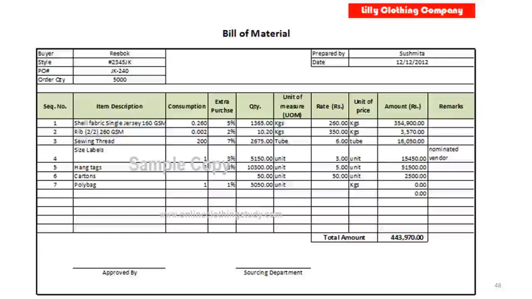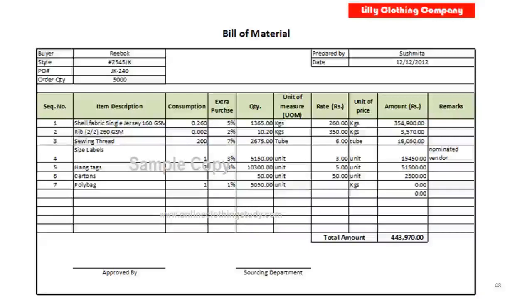So this is the bill of material in which you have to give the details of all the material which are required in a particular shipment, in a particular order. Then how much of each item will be required per piece, that has to be mentioned. Then how much extra it has to be bought, how much wastage are you expecting, that is extra purchase. Then what is the total quantity that will be required? So now you multiply the consumption along with the wastages, you multiply that with the order quantity, which is 5,000. So that you get the total quantity.